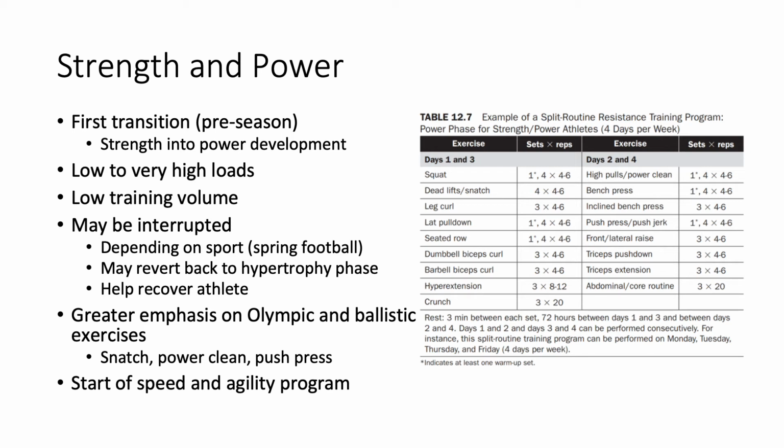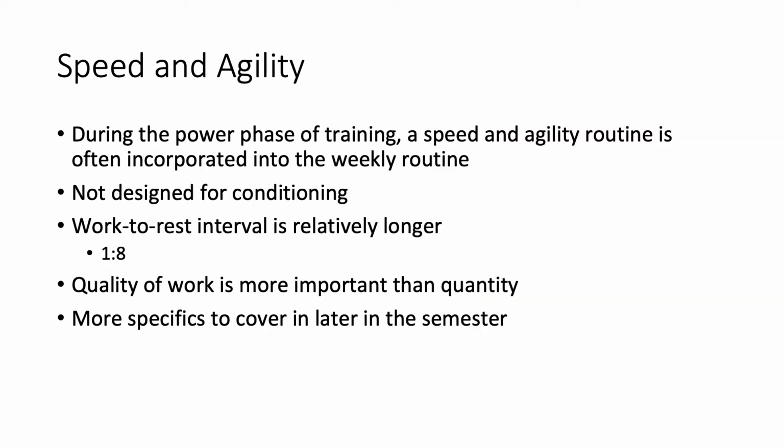The strength and power phase puts greater emphasis on Olympic lifting and ballistic exercises such as the snatch, the power clean, and the push press. Lastly, this is the phase where you'll start a speed and agility program. During the power phase of training, a speed and agility routine is often incorporated into the weekly routine. The speed and agility program is not designed for conditioning, so the work to rest interval is a lot longer than you would prescribe when the goal is to condition the athlete. Here, the work to rest ratio is 1:8. More importantly, the training should focus on the quality of the work and not the quantity.